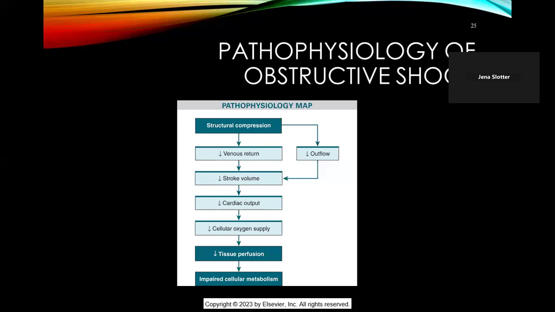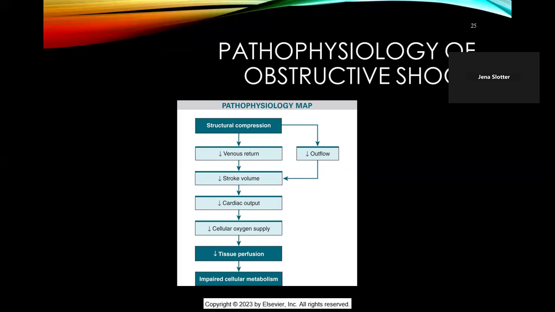I did put the patho map on here. Once again, very similar to the other ones, so you're going to see a lot of the same things as well. You might see jugular venous distension. You might see a rapid pulse and basically similar signs and symptoms of many of the other types of shock that we already talked about.